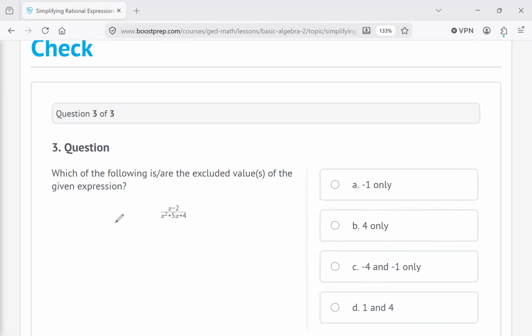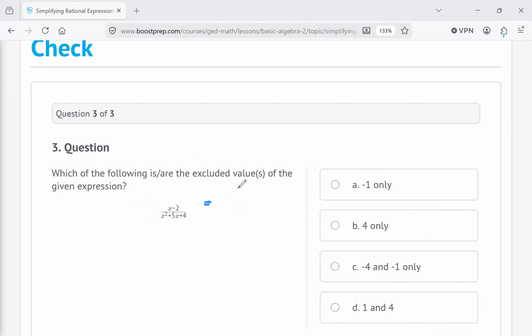Question 3, which of the following is or are the excluded values of the given expression? When they say excluded values of a rational expression, see how this is a fraction. You basically want to factor this as much as possible, and if something cancels, that's fine, cancel it. Then you want to set the bottom to 0 and solve for x, right? So let's start with factoring.